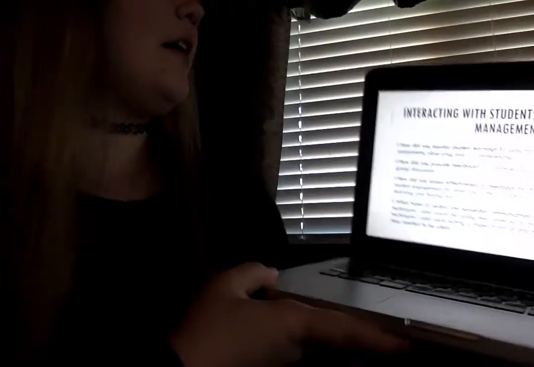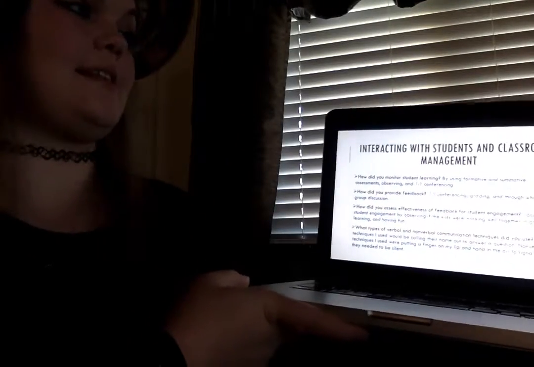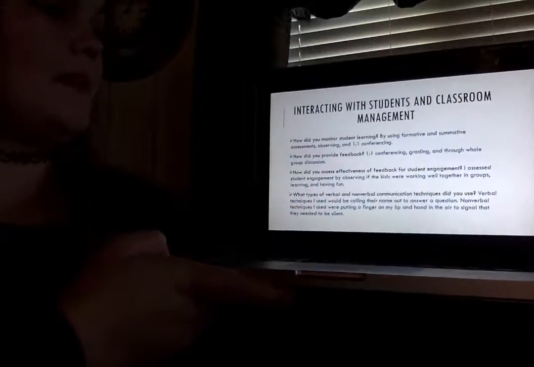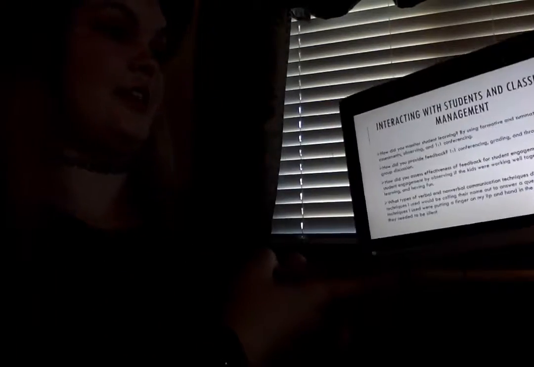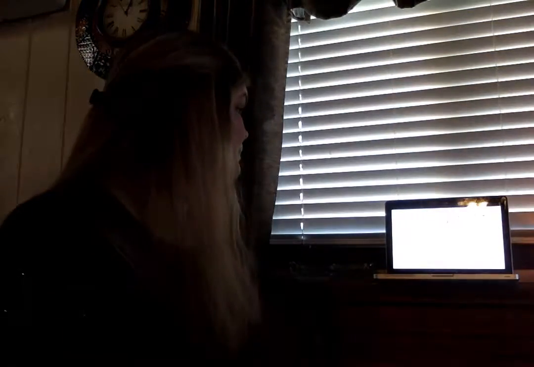For interacting with students and classroom management. How did you monitor student learning? I used formative and summative assessments, observing, and one-on-one conferencing. I provided the most feedback through my conferencing, grading, and through whole group instruction. I assessed the effectiveness of feedback for student engagement by observing the kids to see if they were working well in groups, if they were learning and having fun.